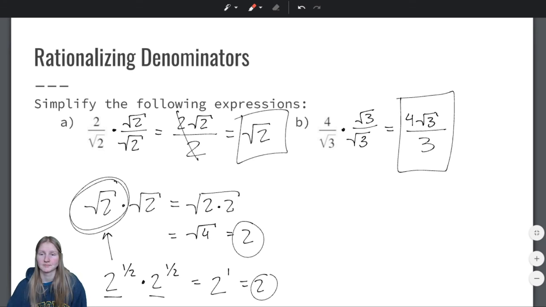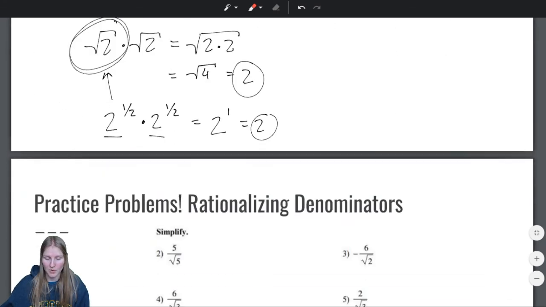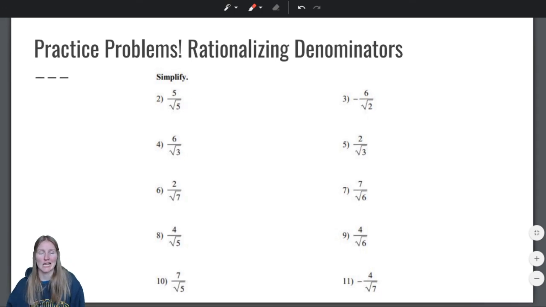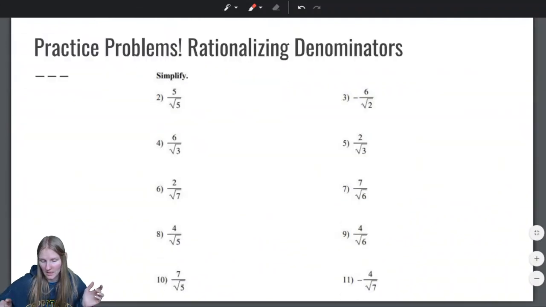Ta-da! Awesome! I have some practice problems in case you would like to practice rationalizing the denominator on your own. Take a screenshot of this, pause the video, write them in a notebook, whatever you want to do, but that's the end. This is the last slide.